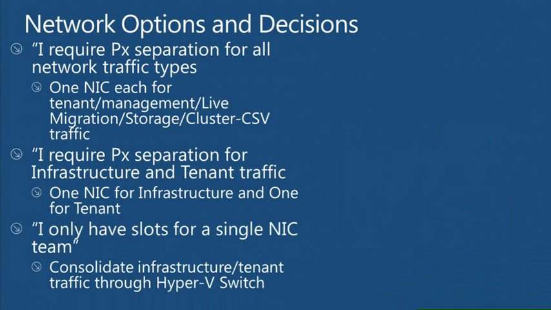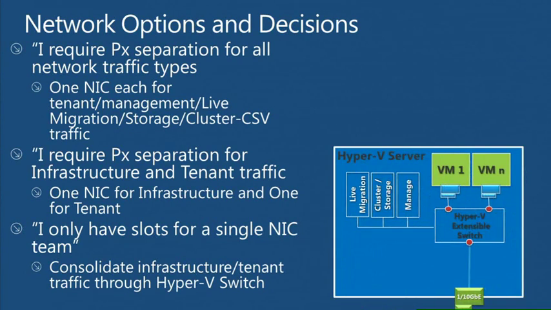The third option would be I only have slots for a single NIC team. And that's very common with the condensed infrastructures that we're working with now, servers and blades, and so we would use something like this. Does anybody see this or is concerned about the security implications of this? Any security guys that get nervous about converging all this traffic through a single NIC? No, doesn't. Yes. It makes you nervous?